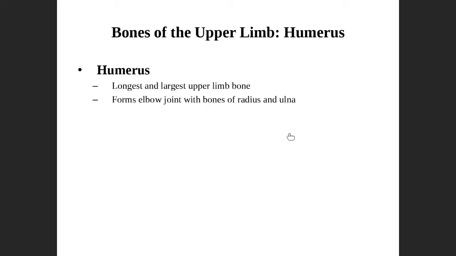Let's talk about the humerus. All right, so in the upper extremity, it is the longest, largest bone there. It will form the glenohumeral joint in your shoulder and the elbow joint with your radius and ulna in the forearm there.